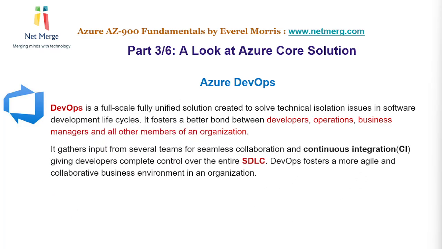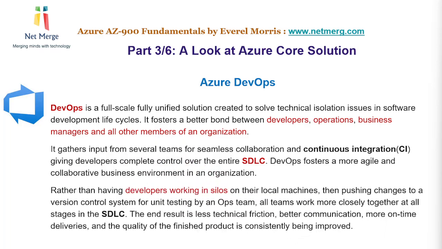Now let's take a further look into DevOps. It gathers input from several teams, as you could see, for seamless collaboration is what I'm talking about. You get continuous integration, giving developers complete control over the entire software development lifecycle from ideation to sunset. So from when you start thinking about the product until it's retired, you have support for it in DevOps. Now, DevOps fosters a more agile and collaborative business environment in an organization as well. So you're able to follow a more agile business model. You're able to do things more aggressively.